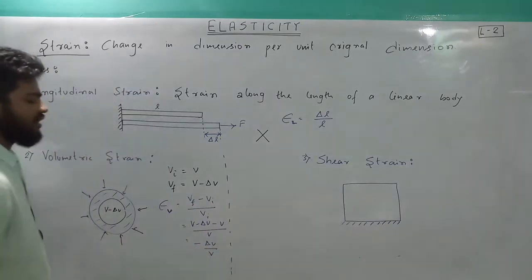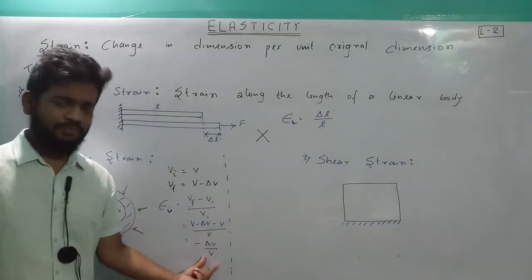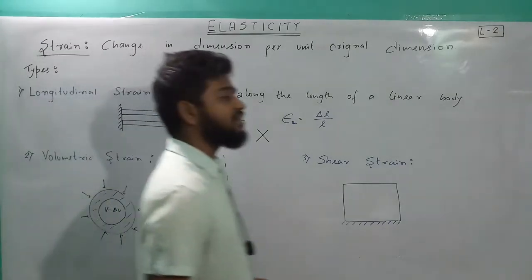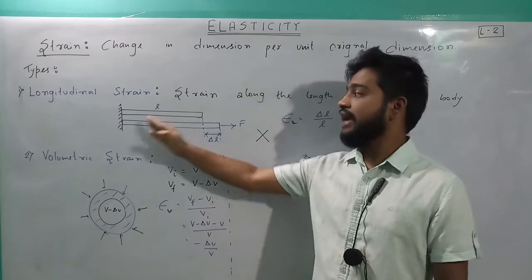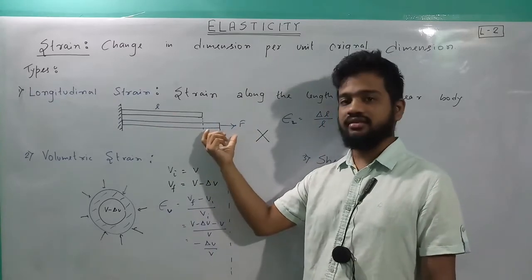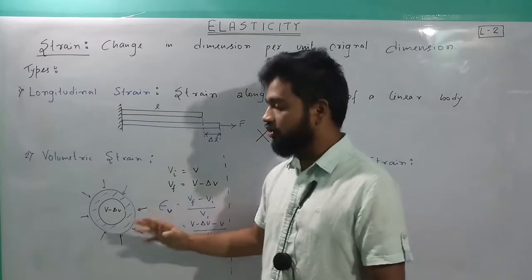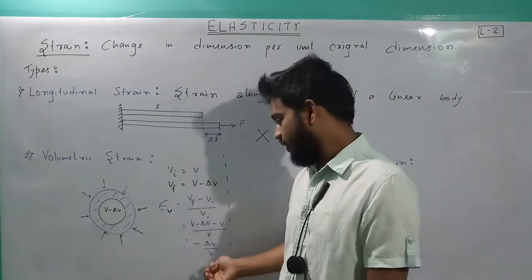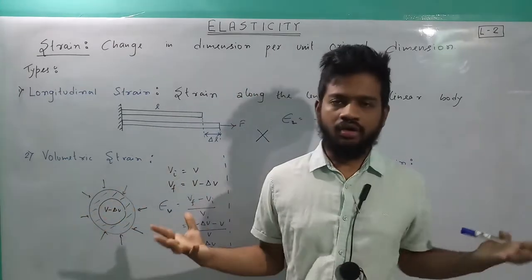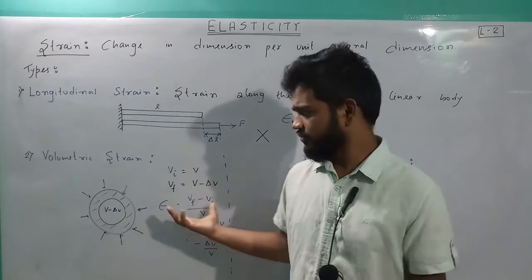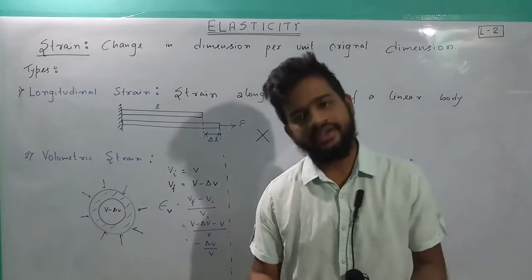Now what does this minus indicate? This minus indicates that the dimension of the body has reduced. In the earlier case, the dimension increased, that is the final length increased. Therefore, the strain came out to be positive. But in this case, the final volume has reduced. Therefore, the strain comes out to be negative. So, if the strain is positive, the body has grown, or we can say enlarged. But if the body has a negative strain, it means the size of the body has reduced.